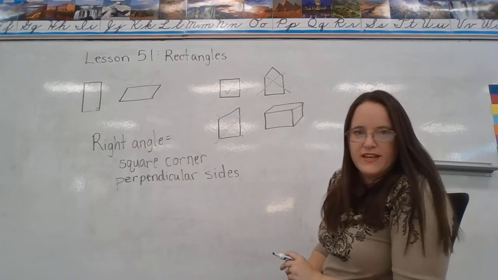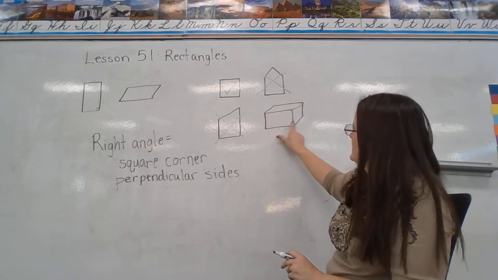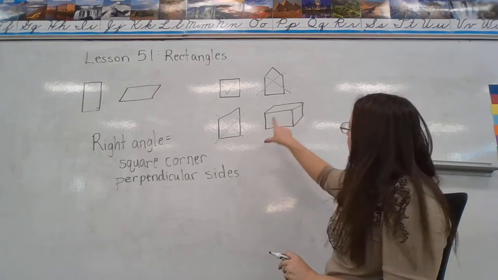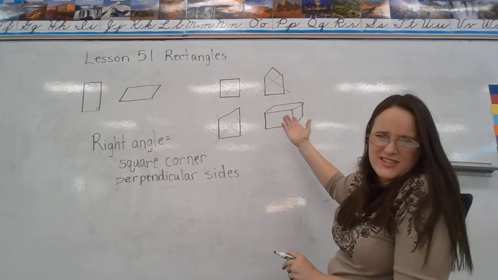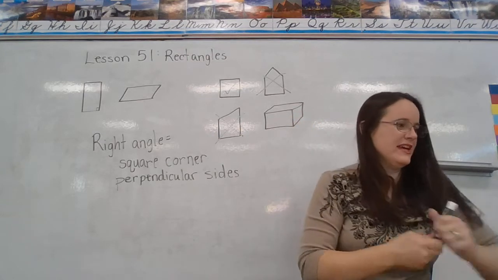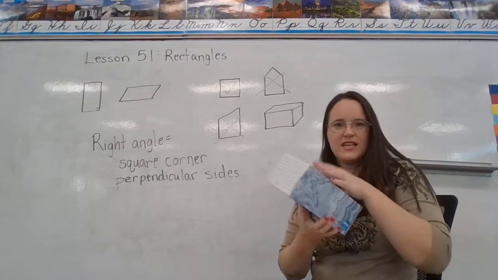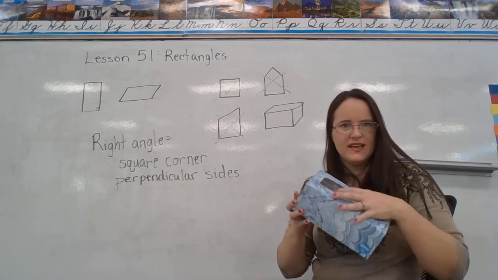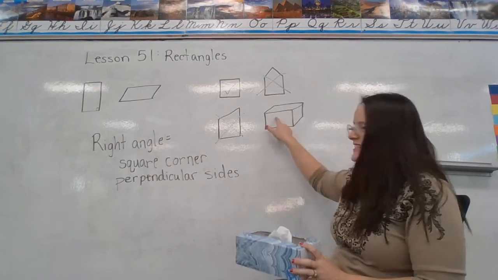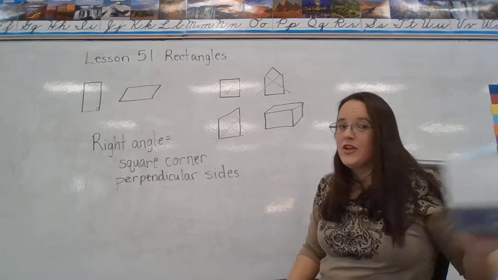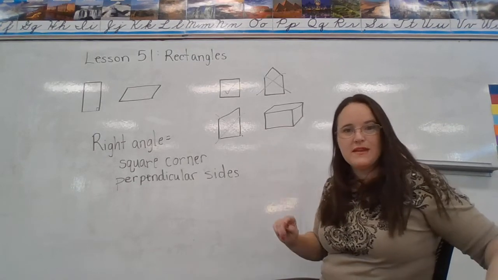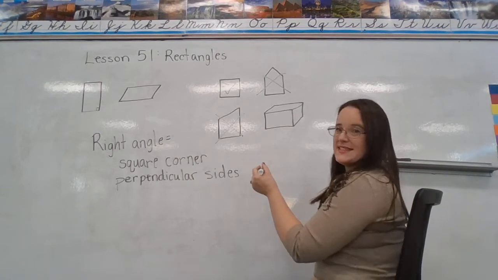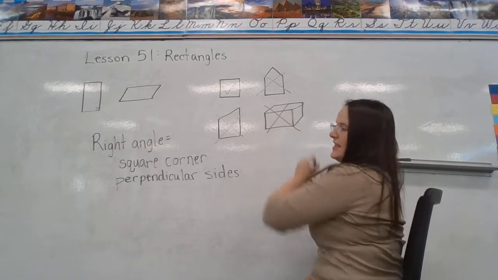And what about this one? I count, this is a rectangle right here, this front side. And in fact, I would bet, because this looks like a rectangular prism to me, like maybe my tissue box, I can see it has rectangular sides. They're all rectangles, but is this a rectangle? No, this is a three-dimensional shape. We call it a rectangular prism, but by itself, it is not a rectangle.